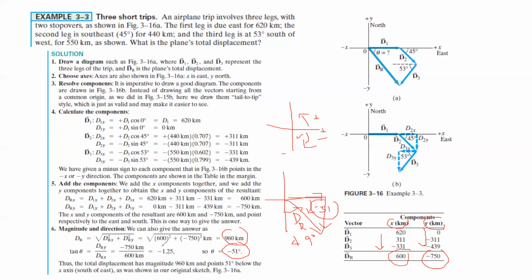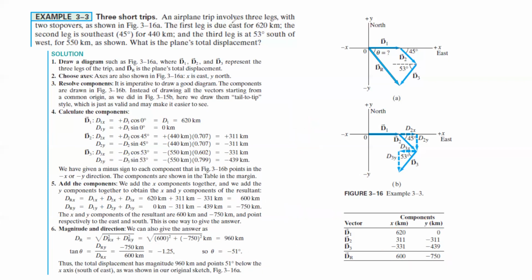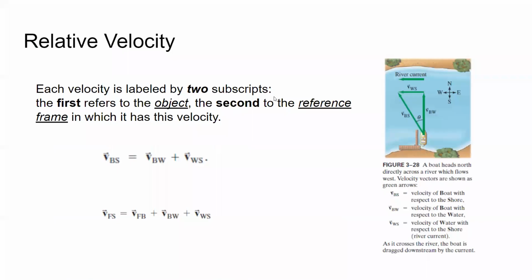There's a tangent theta value, this one, and you will just get the arc tangent, or the tangent inverse, in the calculator. Okay, so that's for resolving vectors into components and finding the total vector or resultant vector. Okay, so now let's proceed to relative velocity, the application.